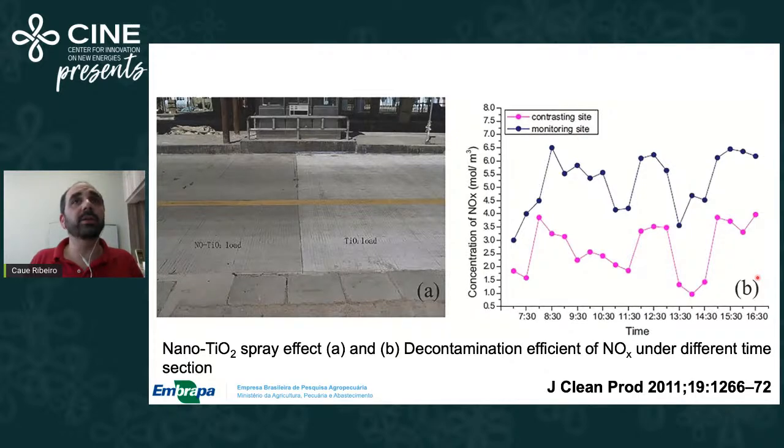by a simple system that can be used on large surfaces, for instance, using roofs and pavements in general to treat this nitrogen oxide.